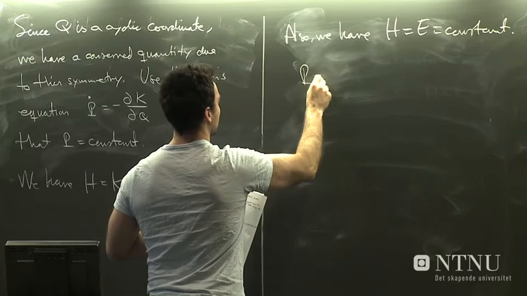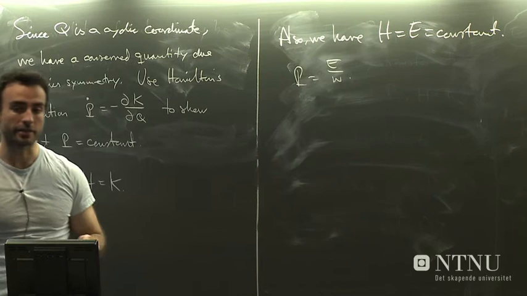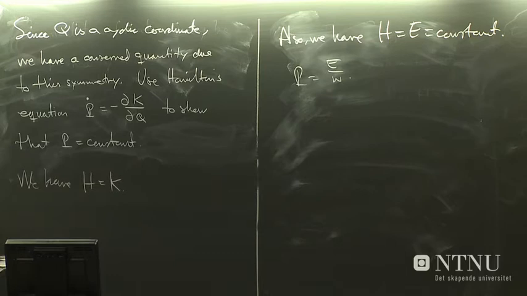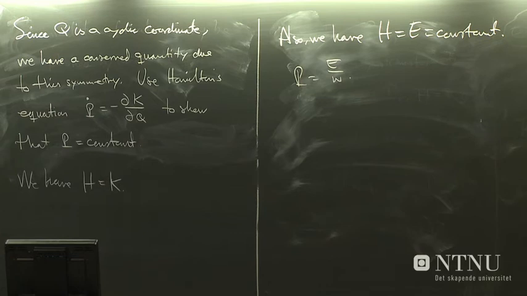So in fact, large P, the canonical momentum, has a value which is equal to the energy of the system divided by the frequency. All right, so with this in hand, we can now try to find the solution for the other variable in the system, namely large Q.